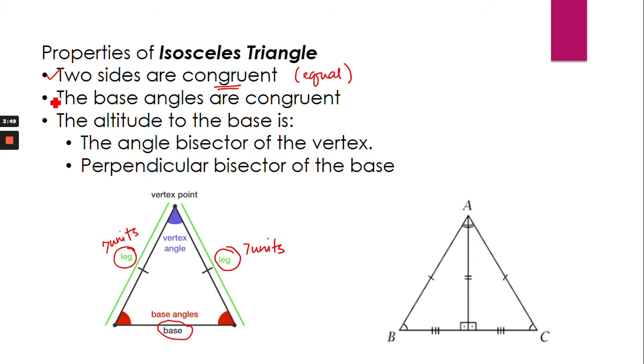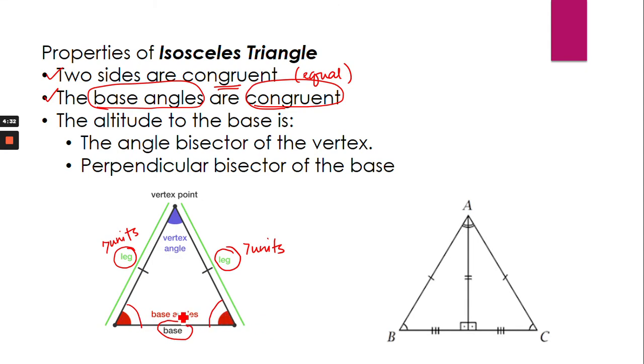Another property of an isosceles triangle is that the base angles are congruent, or equal. Now, what do we mean by base angle? Where can we find the base angle? We know that there are three angles. The base angle is formed by the leg and the base. So the base angle here will be this angle. Leg, base angle. We also have another leg here, so leg, base angle.